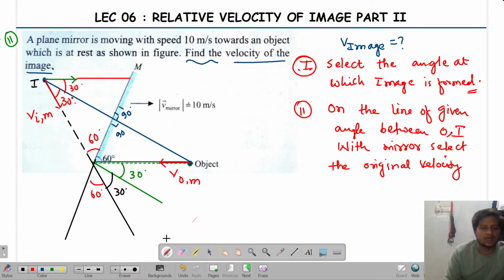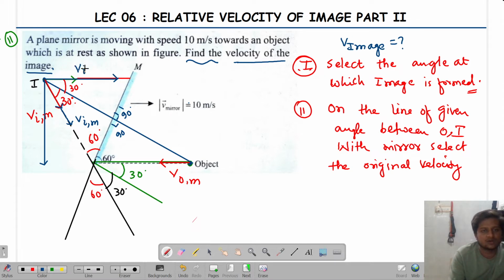Now I'll have two components of velocity of image. One is the down component, denoted by this blue line, and one along the horizontal component. Got it? This particular arrow represents the velocity of image with respect to mirror. Here this angle becomes total 60 degrees.